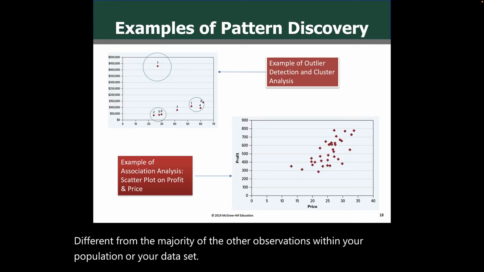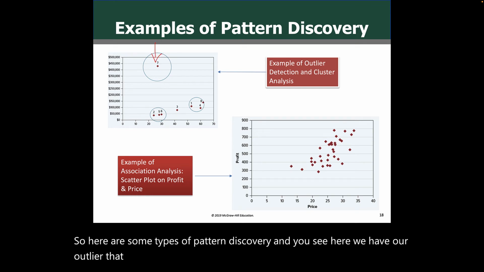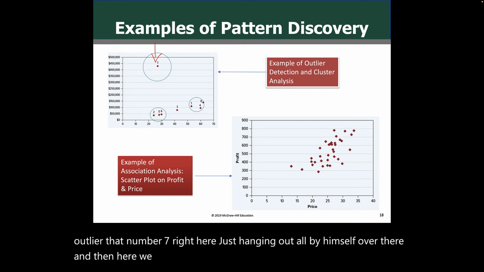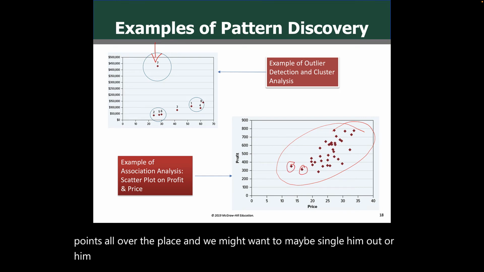So here are some types of pattern discovery, and you see here we have our outlier, that number 7 right here, just hanging out all by himself over there. And then here we see our association. We see pretty much all of our data points all over the place, and we might want to single him out as possibly our outlier.